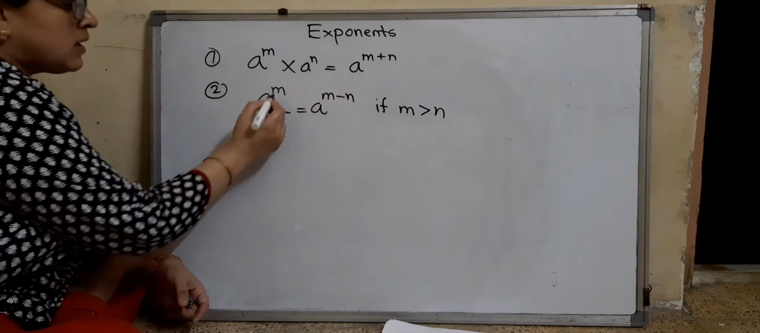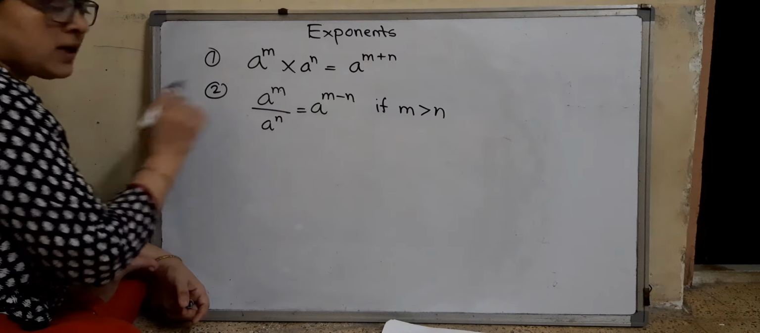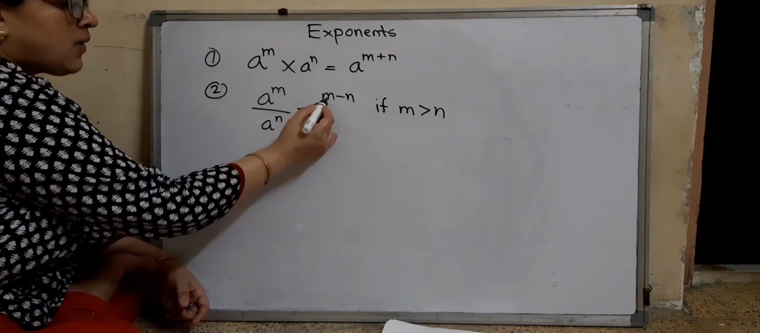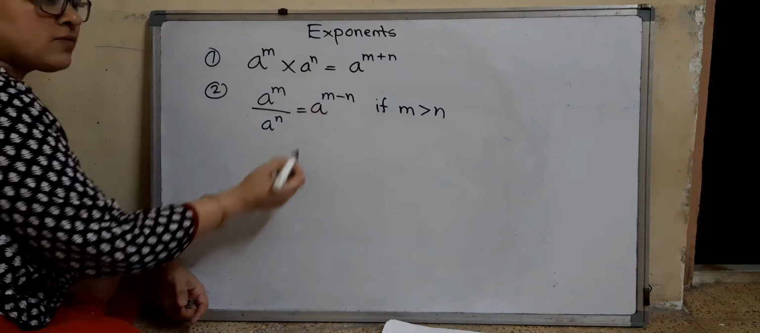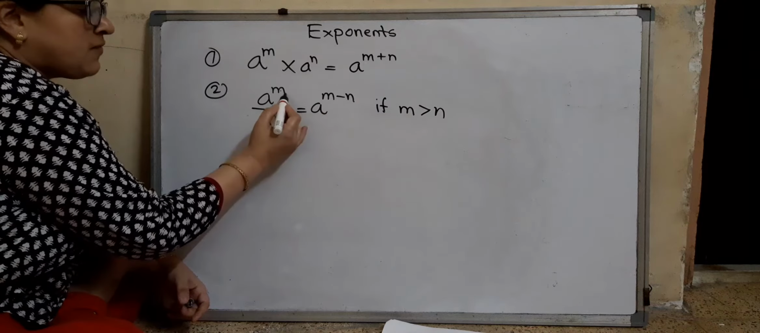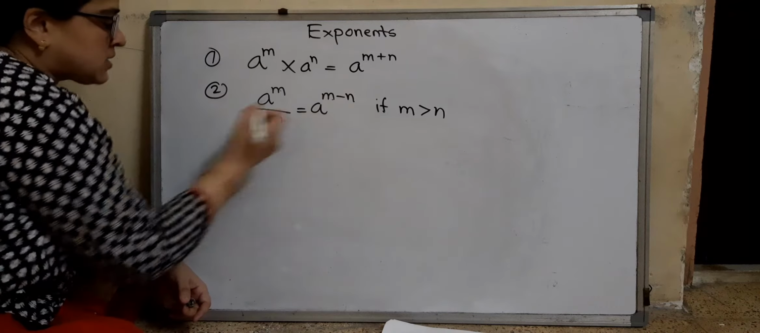Then division: a raised to m upon a raised to n is equal to a raised to m minus n. So whenever there is a division, there is a subtraction of the powers, provided m is greater than n, then m minus n.